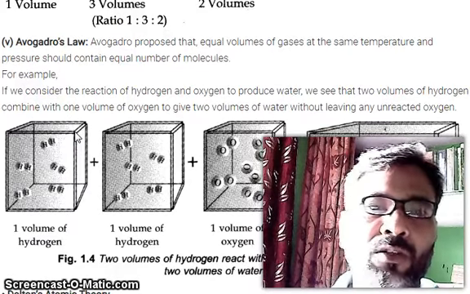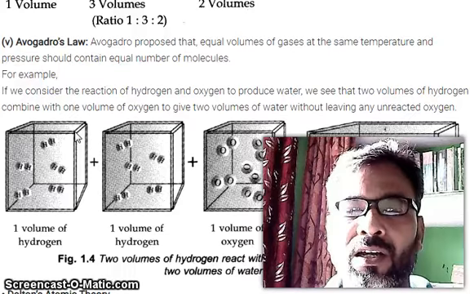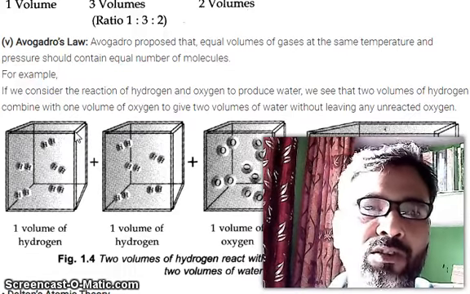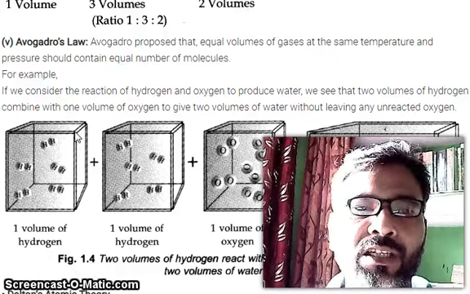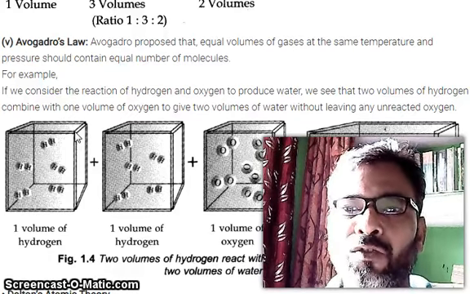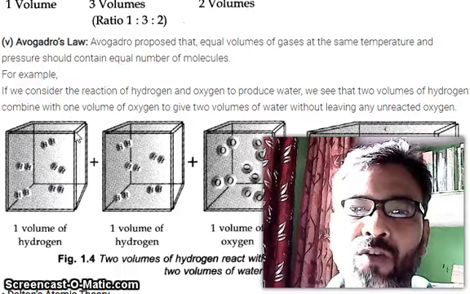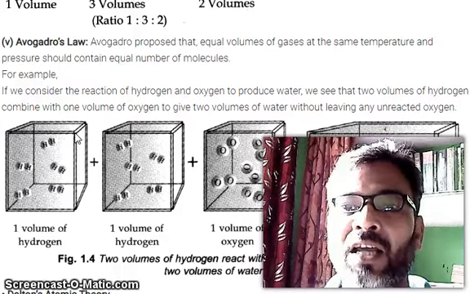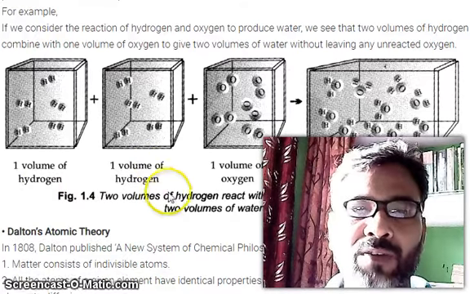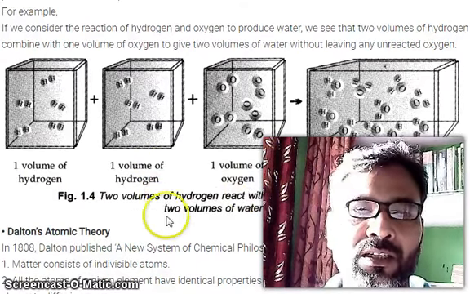What is Avogadro's law? Avogadro proposed that equal volumes of gases at the same temperature and pressure should contain an equal number of molecules. For example, if we consider the reaction of hydrogen and oxygen to produce water, we see that 2 volumes of hydrogen combine with 1 volume of oxygen to give 2 volumes of water without leaving any unreacted oxygen. 1 volume of hydrogen, 1 volume of hydrogen, 1 volume of oxygen give 2 volumes of water vapor.